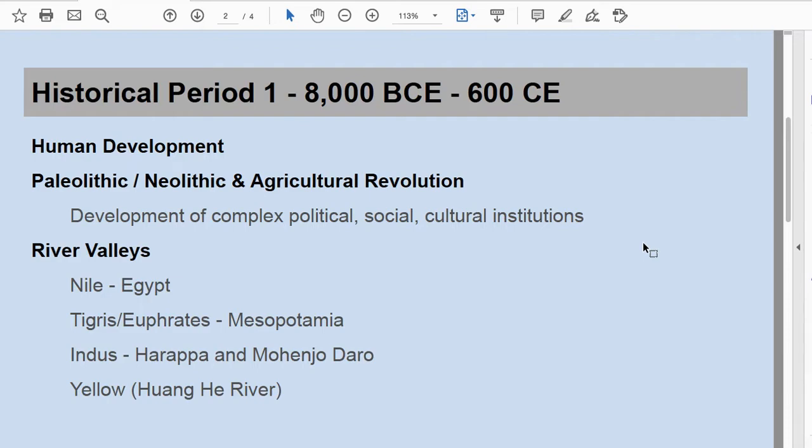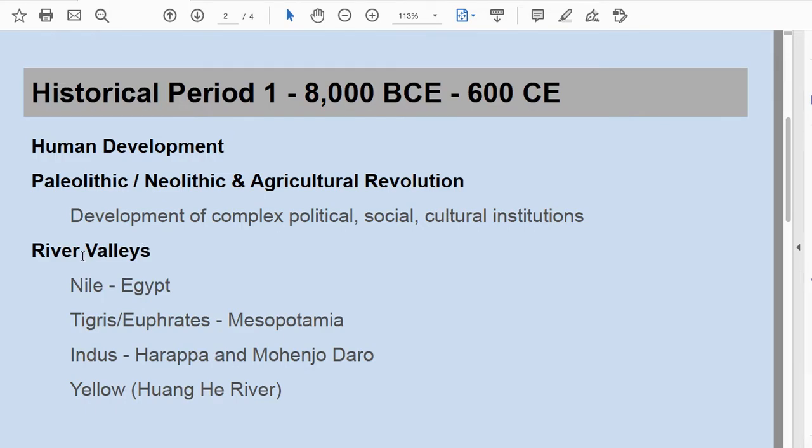So here is historical period 1. Just as a quick review, we've got some things that we talked about earlier in the school year with regard to human development, and just getting started with nomads and hunters and gatherers and so forth. So the Paleolithic period versus the Neolithic period. Of course, during the Neolithic period, that's when the agricultural revolution began. People began to settle down into villages and began to domesticate plants and animals, where they then developed complex institutions around political and social and cultural areas.